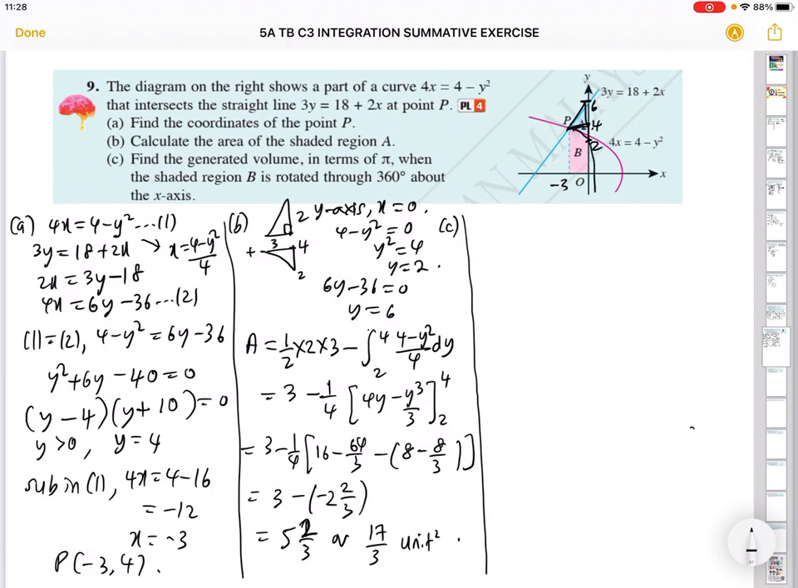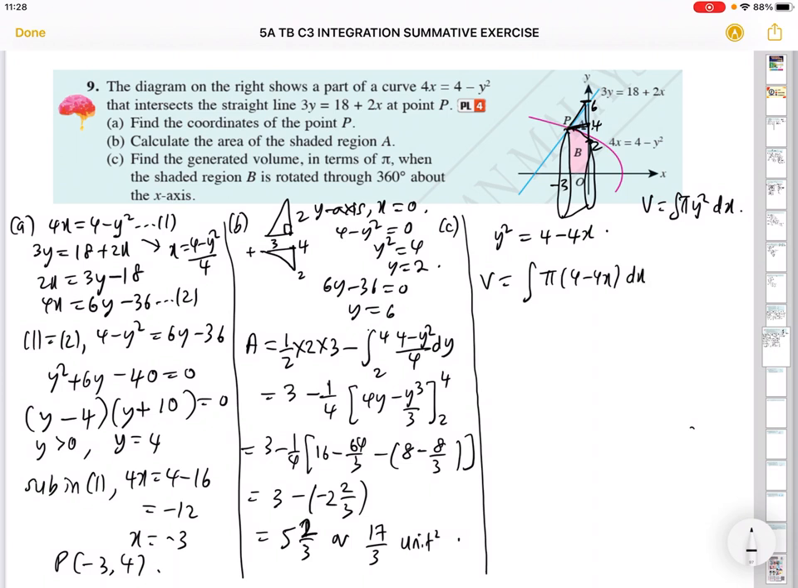And when you rotate about the x-axis, remember, the volume is pi y squared dx. So we need to make y squared the subject. So y squared is 4 minus 4x now. So your volume will be the integral of pi times (4 minus 4x) dx. Lower limit is negative 3, upper limit is 0.